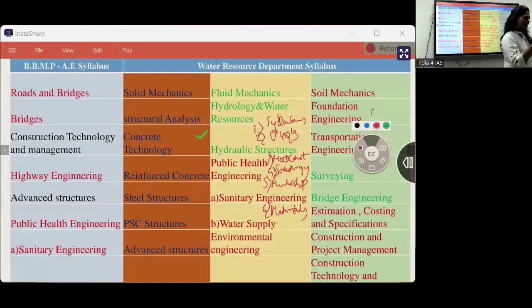Crown or camber? One minute. Sir, I'll not get the word file here.